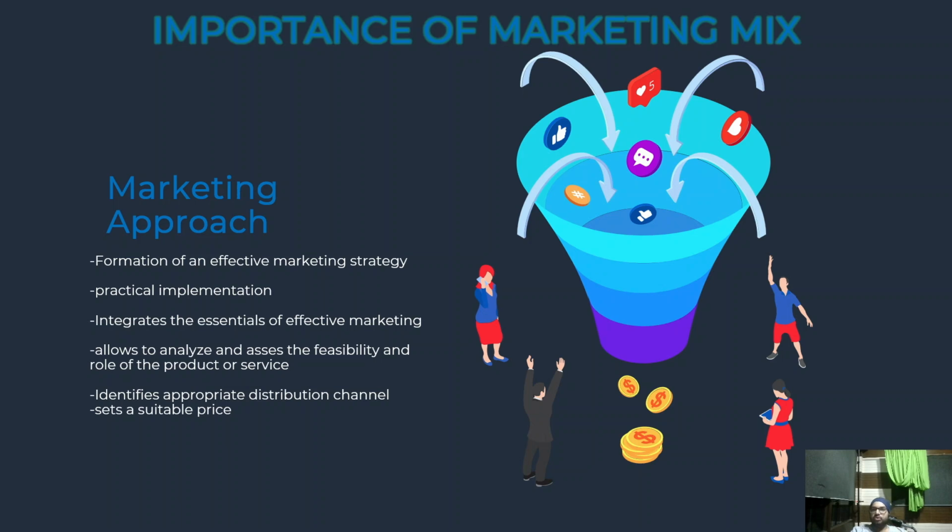So if we are able to achieve a good marketing mix, what will happen? We will be able to formulate a very effective marketing strategy. And how we implement that marketing strategy is also an importance of the marketing mix. Then it integrates the essentials of effective marketing, again the same point. A good marketing mix also allows us to analyze and assess the feasibility and role of the product and services. The product and services basically are the market offering. What we are offering to the market, we are able to analyze very critically. And finally, it identifies the appropriate distribution channel and sets a suitable price.